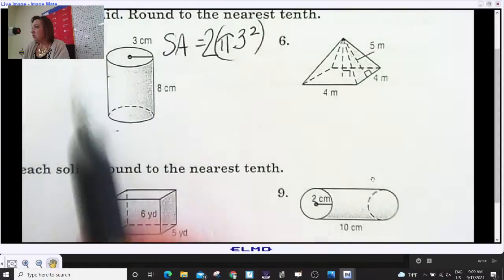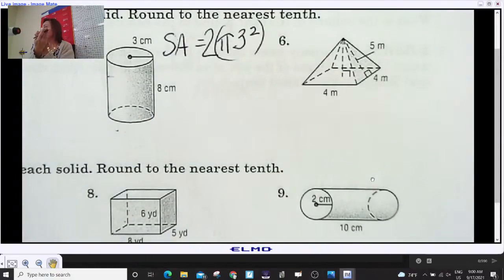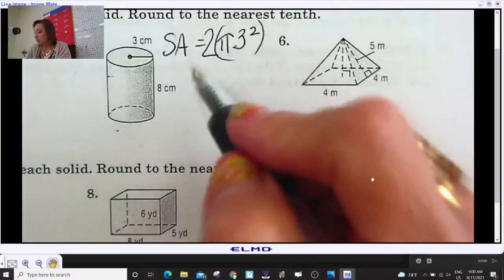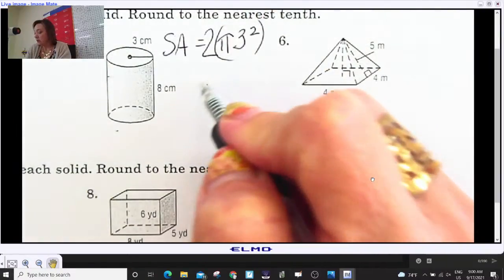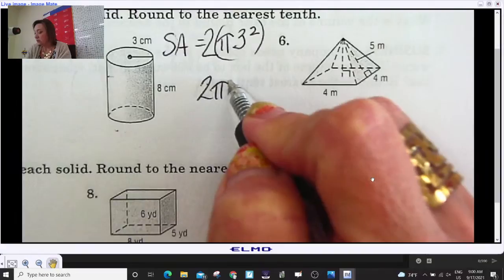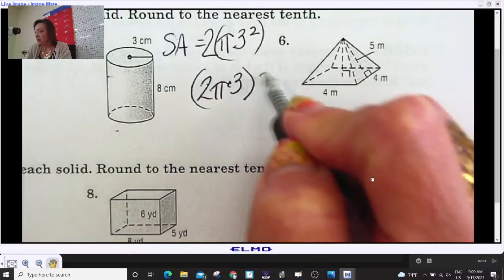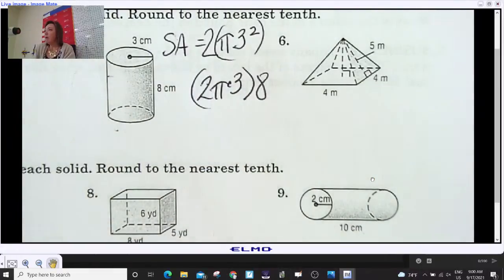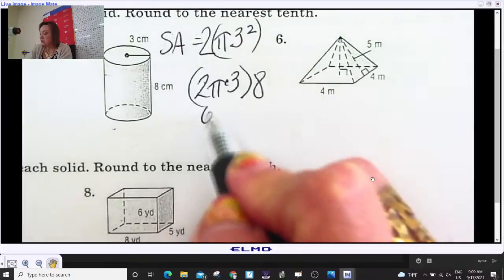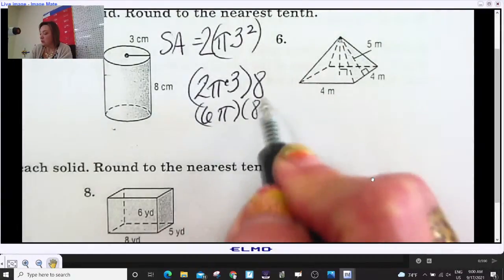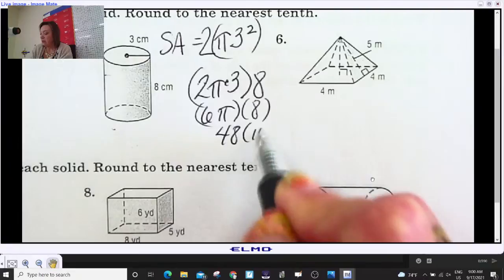And then if we're doing the cylinder's outside edge, it's a rectangle whose height is 8, right? Its height is 8, but its length is the circumference of the circle. So if we're going to find the circumference of the circle, that's going to be 2 pi r, which in this case is 2 times pi times 3. And then we're going to multiply that times 8. Does that make sense? So that's going to be like 6 pi times 8, which is 48 pi.